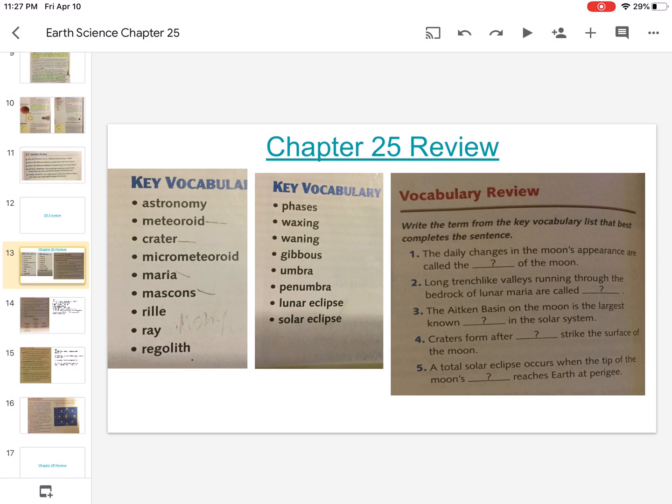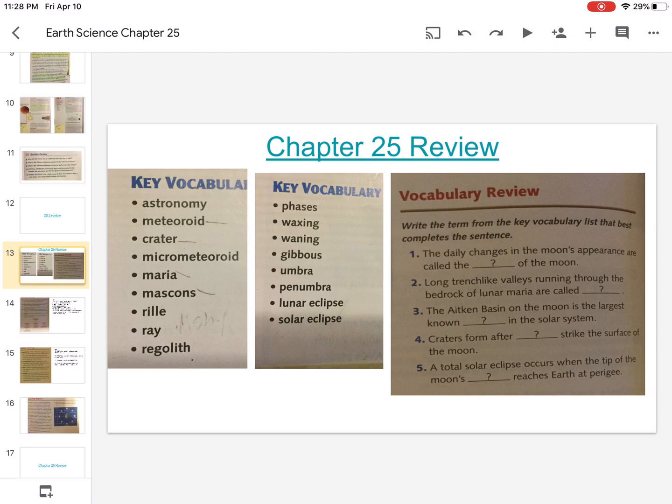For number 3, the Aitken Basin on the moon is the largest known blank in the solar system. What do we call a big gaping hole? Look at your first key vocabulary terms on page 559. And then number 4, craters form after blank strike the surface of the moon. What hits the surface of the moon? Or what could hit the surface of the moon and cause a crater? So you're going to be looking at your first set of key vocabulary. You should be able to pick that out.